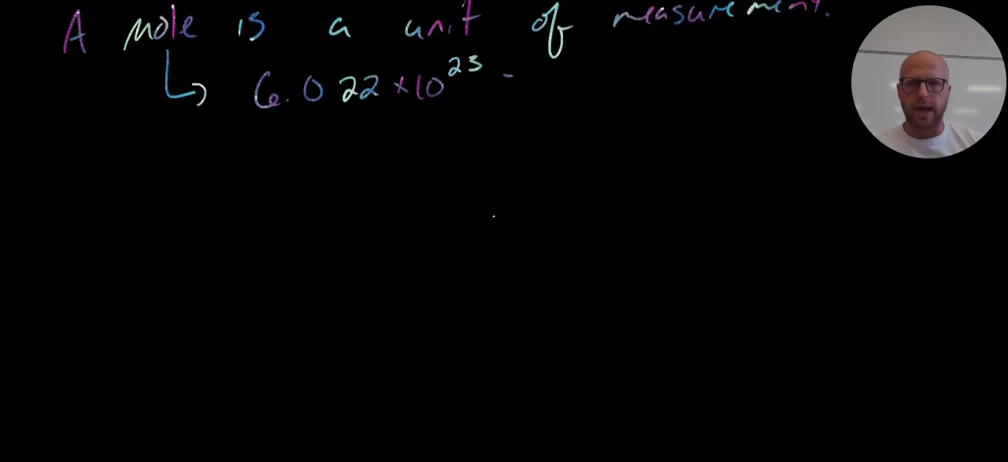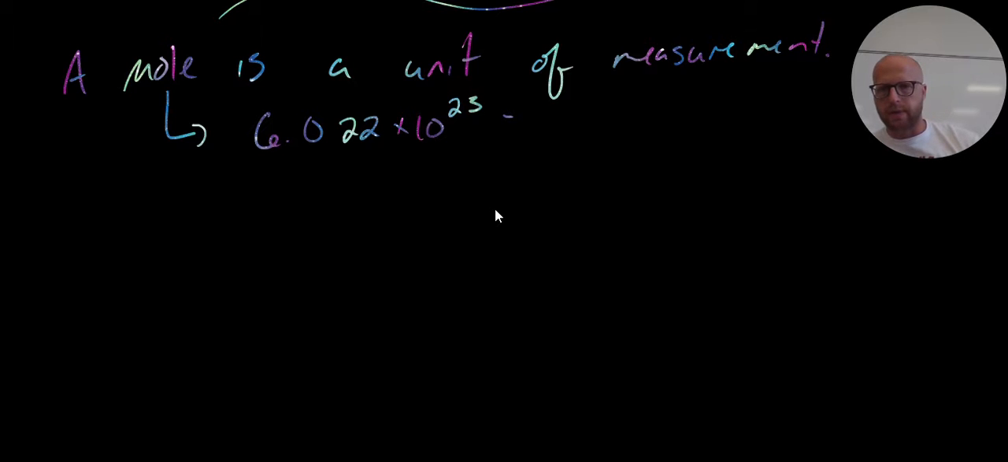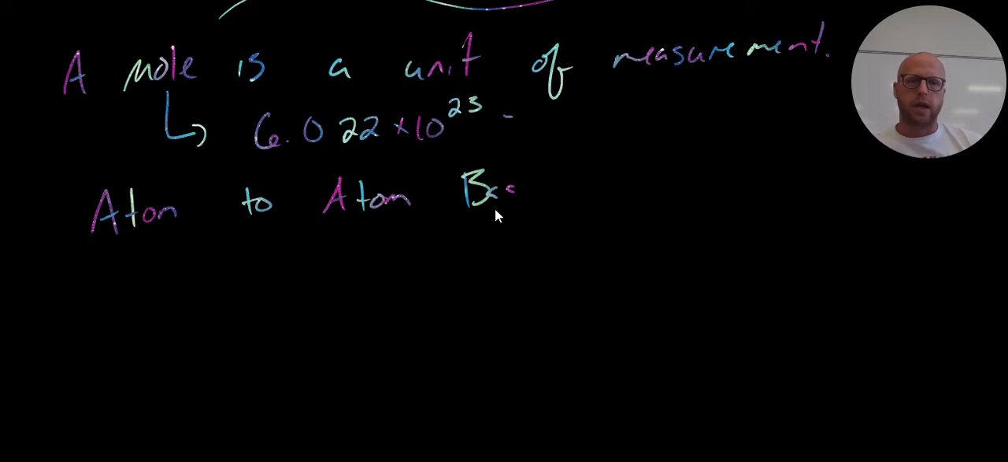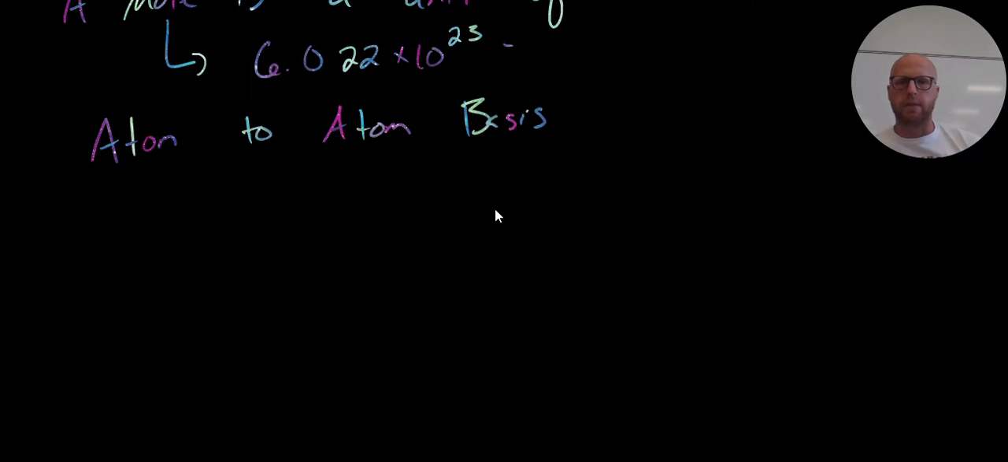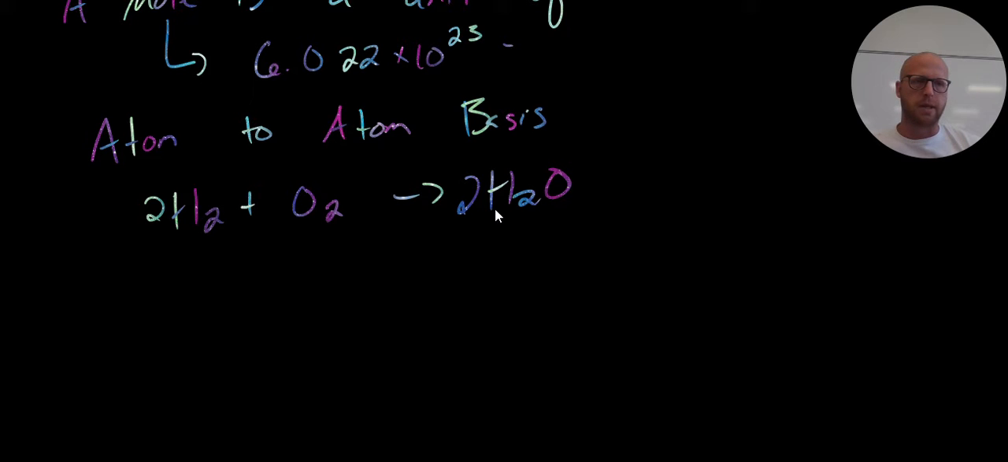Okay. Well, why is it important that we know this? If we think back to chemistry, chemistry happens on an atom-to-atom basis. And what does that mean? Well, if we look at the smallest form of a chemical reaction, let's say we're going to produce some water. So we've got H2 plus O2 goes to H2O. If we want to balance that, there we go. Now we have a balanced chemical reaction.